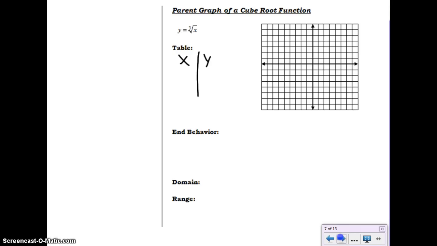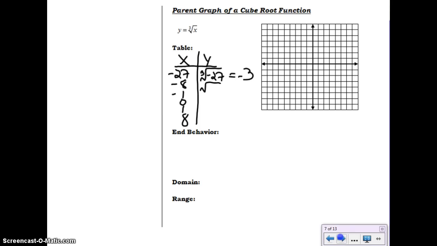So for my table, I'm going to pick negative 27, negative 8, negative 1, positive 1, positive 8, okay? The reason why I'm picking negative numbers here is because we're taking the cube root. So what number multiplied by itself 3 times would give me negative 27? So the cube root of negative 27 actually winds up being negative 3. So I do have a cube root when I'm using negative numbers.